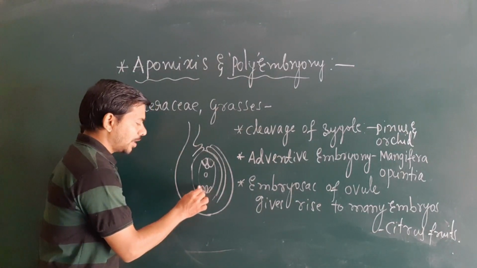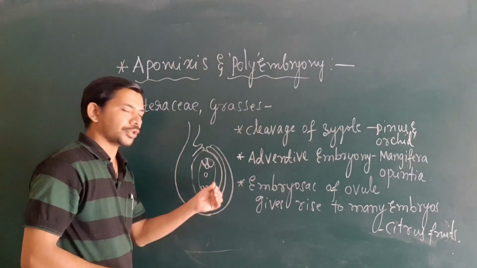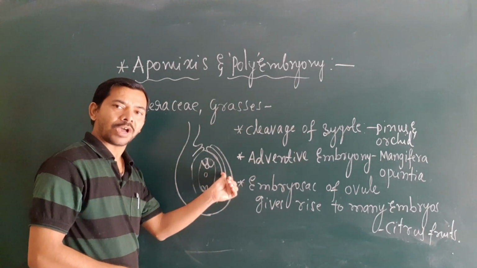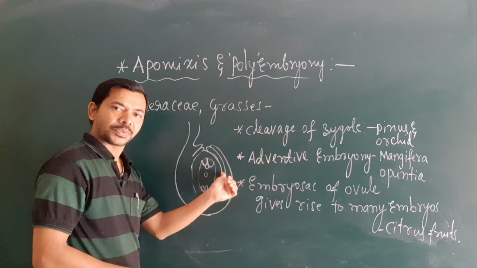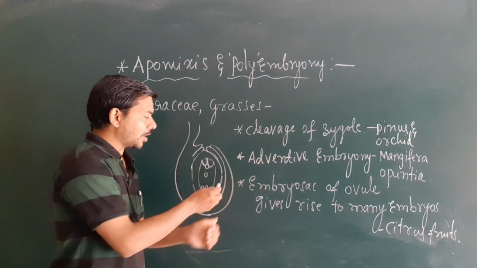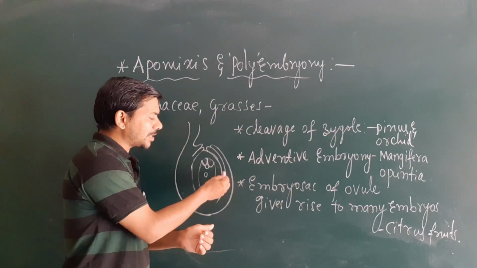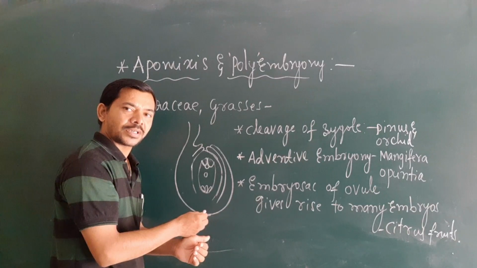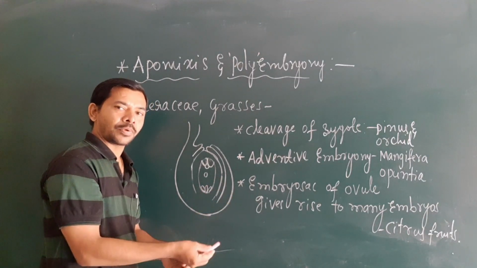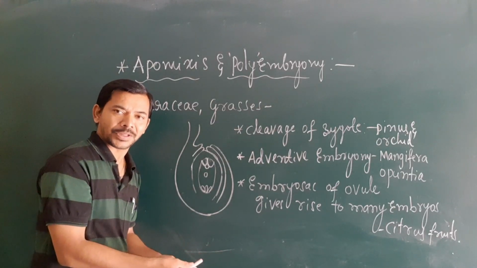Around the embryo sac there will be a nucellus and integuments, and they too develop embryos which protrude into the embryo sac. The embryos formed by the nucellus and integuments are called adventive embryos, and the process which forms them is called adventive embryony.